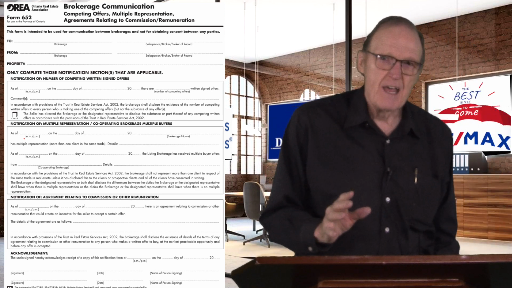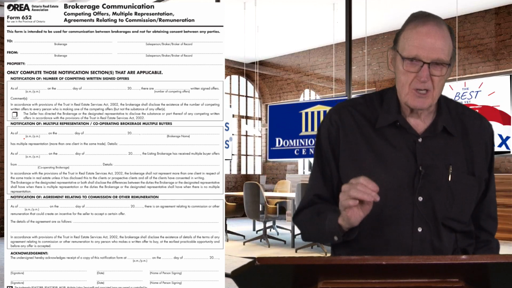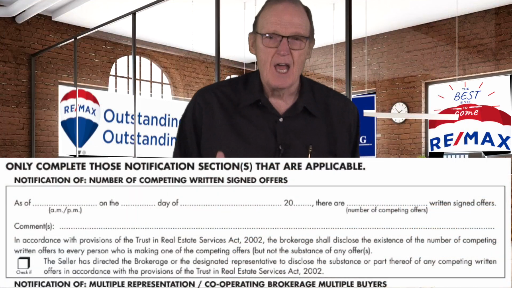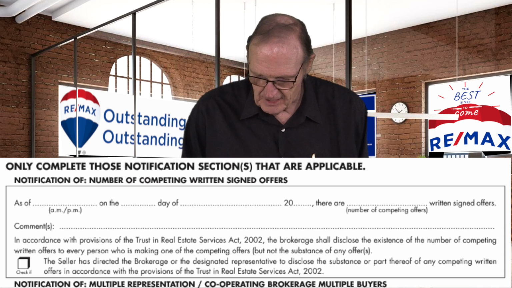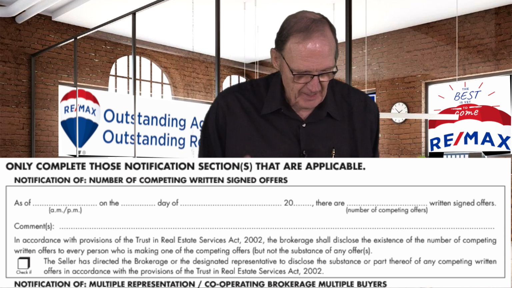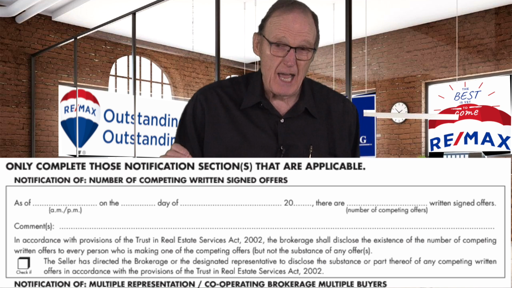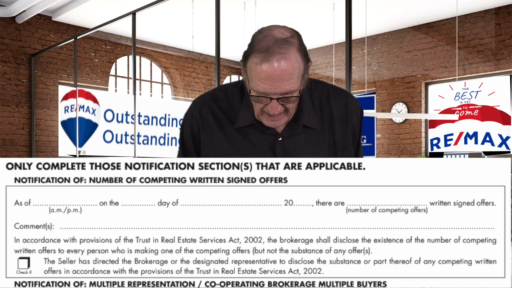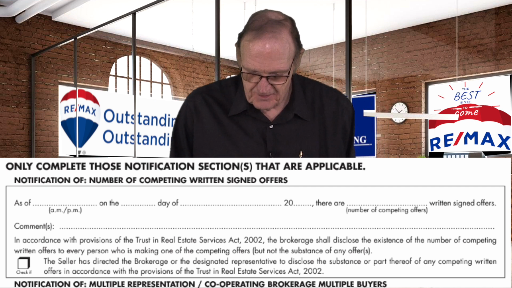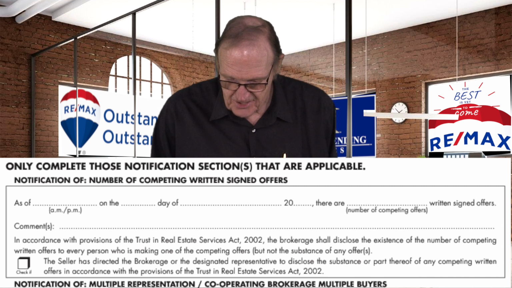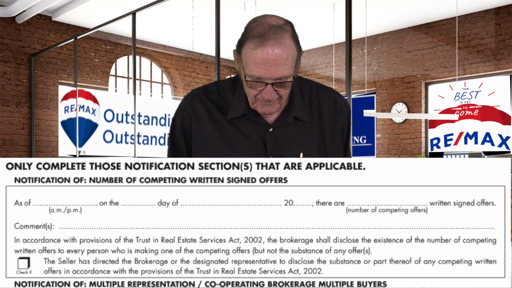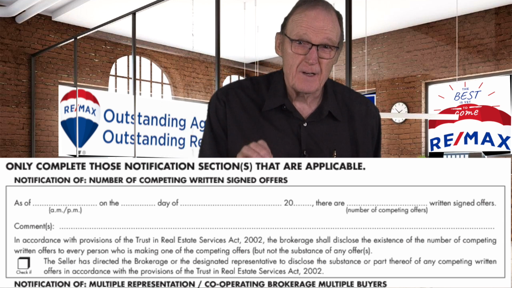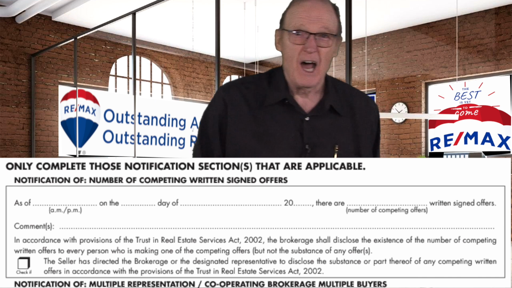There's a number of things that the 652 is intended to accomplish. One of the things, for example, right at the very start, is a notification of the number of offers that are coming in. And it states in there, number of competing offers, it's got the date and it's got the time, because it could change within a half an hour or an hour and you've got to update it. And what it says on there is, in accordance with the provisions of the Trust in Real Estate Services Act, the brokerage shall disclose the existence of the number of competing written offers to every person who's making one of the competing offers. And so this is designed to fulfill that particular obligation of TRESA.